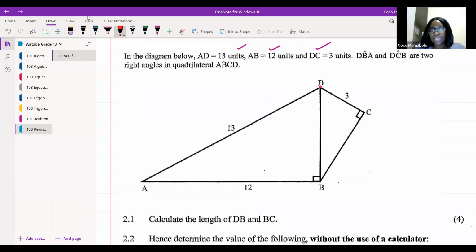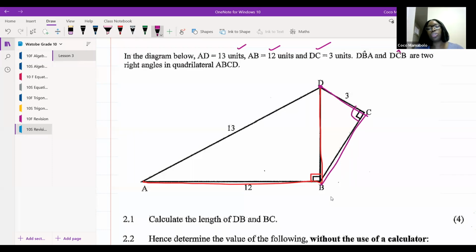So we're going to go D, B, A. So the angle that they're actually telling us about is this one right here in the middle. And they say D, C, B. So I'm going to start at D, C, B. So the angle we're talking about here, because there's a copy on C, is this angle over here.